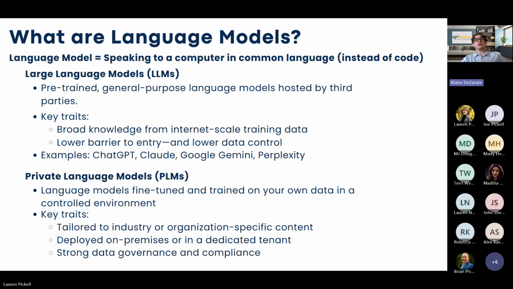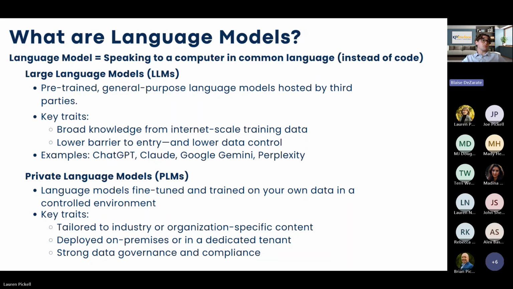So this is a pre-trained general purpose language model, usually hosted by third parties. It scrapes the internet for all of its training data, and it's a lower barrier to entry with lower data control. So when we're talking LLMs, this is what we mean with ChatGPT, Claude, Gemini, Perplexity. They're really, really powerful out of the box, but your prompts and any data you send in live on their servers. So what you're doing is trading off convenience for less control over sensitive data.